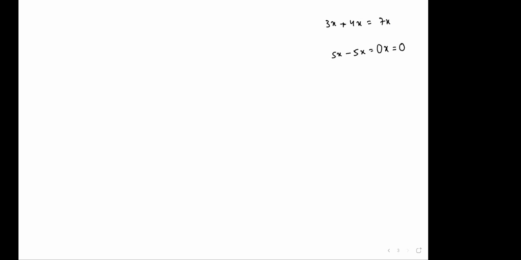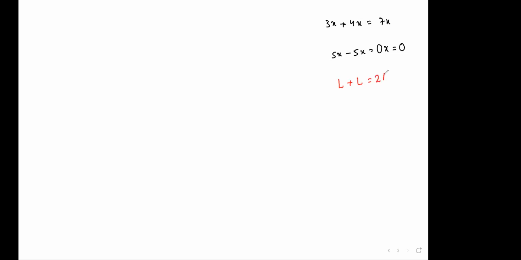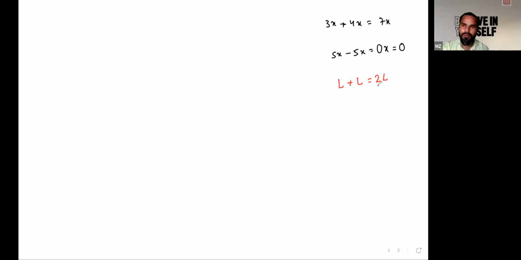But now if we are solving for dimension, let's say we have L plus L. What would it be? L plus L would be nothing but 2L. And 2 is a numerical value, which is a dimensionless constant, so we can neglect this particular 2. So what are we left with? Just L. Is it clear?